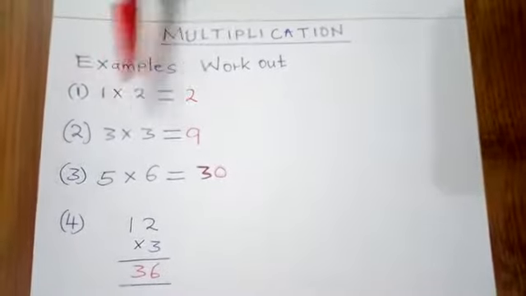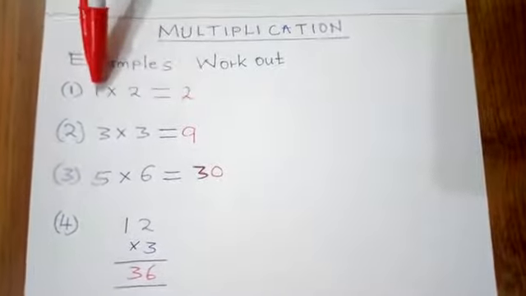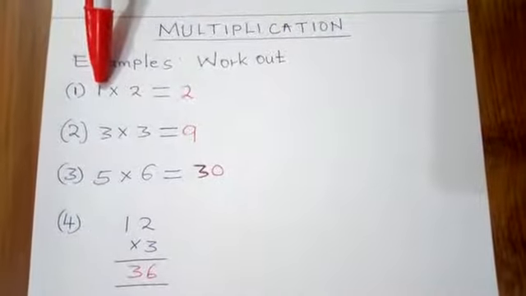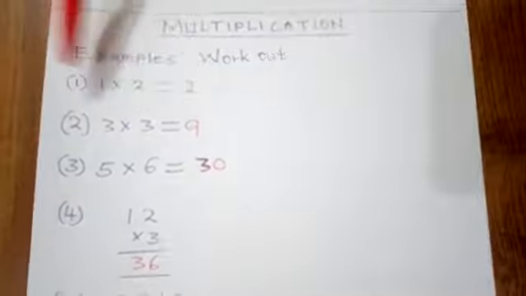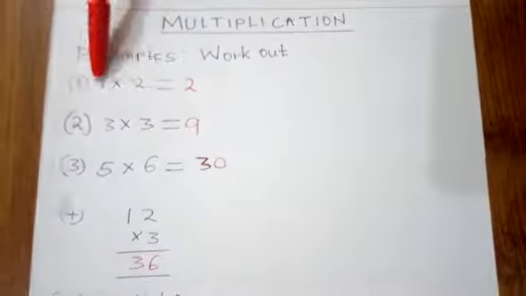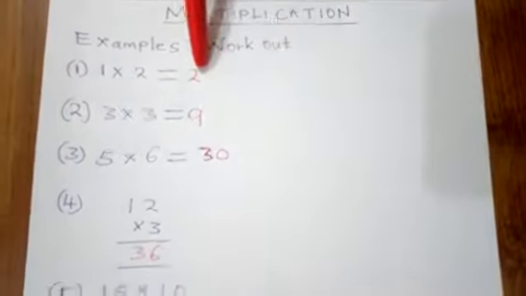We can break it down. This means you have one item 2 times. So repeated addition is like 1 plus 1. So 1 times 2 is 2.